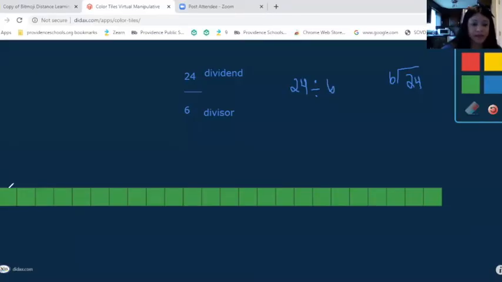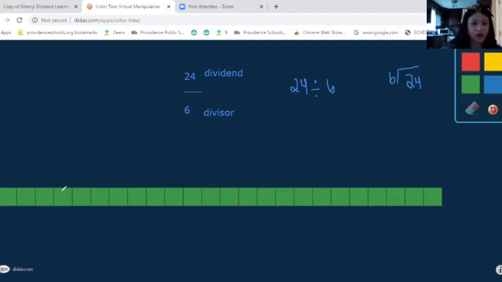Now I'm going to take this 24 and I'm going to divide it by 6s. So I'm going to make groups of 6. Let's see how many groups of 6 I make, because that will be our quotient. That will be our answer to our division problem. So let's count off by 6.